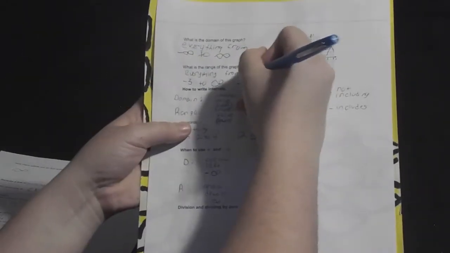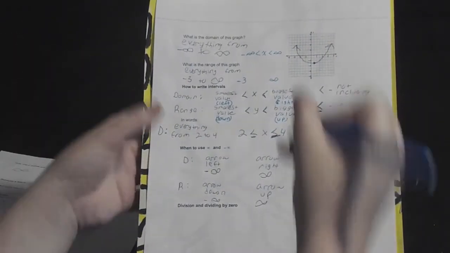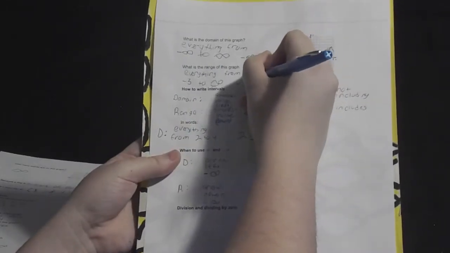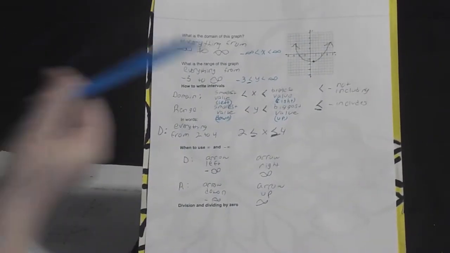For the range, if I want to say everything from negative 3 to infinity, I put my smaller number on the left and my bigger number on the right. Y goes in the middle. I put my 2 less than symbols, and then the 3 is the one that gets the equal sign because the 3 is the number. And you can't include infinities, so that one doesn't get the equal sign.